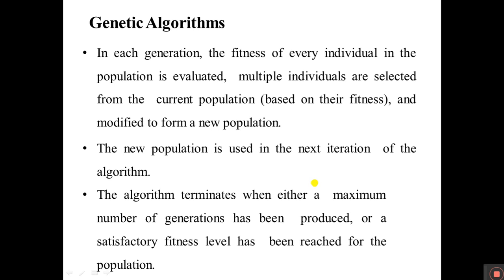So I revised genetic algorithm. In each generation, the fitness of every individual in the population is evaluated. So multiple individuals are selected from the current population based on fitness value and modified to form a new population, that is new offspring. The new population is used in the next iteration of the algorithm. The algorithm terminates when either a maximum number of generations has been produced or a satisfactory fitness level has been reached for the population. What is meant by population, selection, mutation, inversion, everything we discussed already.